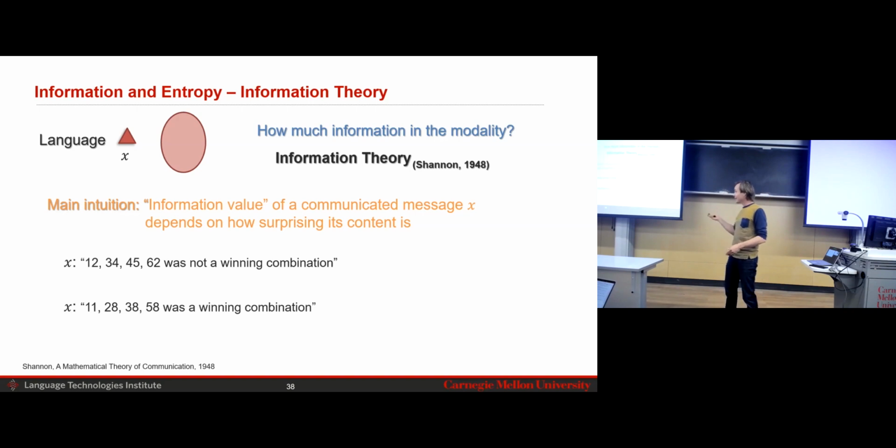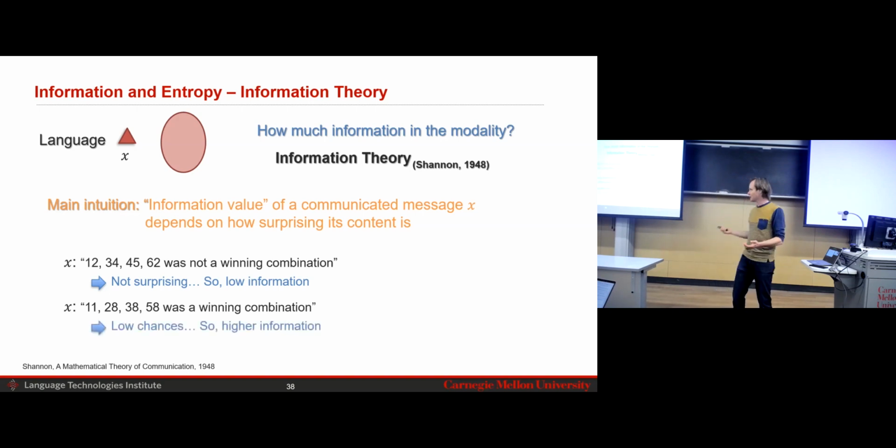So the next equation is the core of information theory. If you have one equation to remember, that's the next one. So sorry, but yeah, here it is. There's not really a surprise that this is not a winning combination because there's low information. Most of the time the numbers are not winning, while this one is.